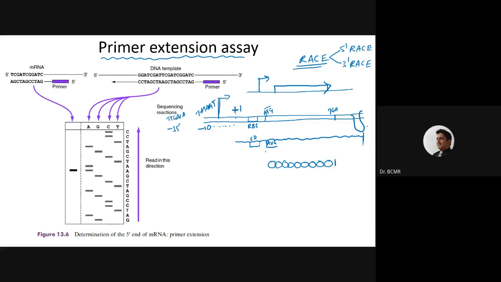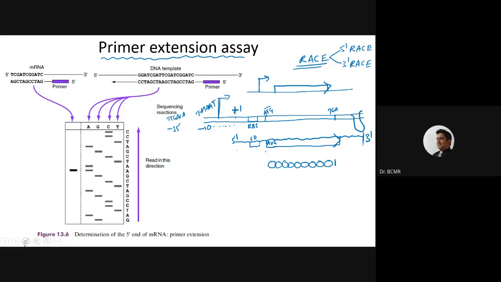And in a situation where I want to find the +1, this is the 5' side of the mRNA, right? This is the 3' side. Where does transcription of this particular gene start? That's my question. And how can we find the answer for it?